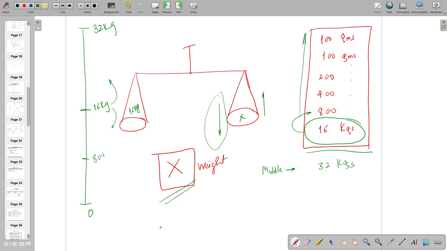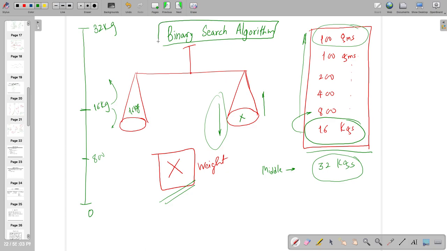What is the minimum weight you can measure through this technique for a given problem? I'm talking about this specific problem. 100 gram. And what is the maximum value which you can measure? 32 kg. Again, it's 32, right? So this is commonly known as the binary search algorithm. Right? So that is how it goes.